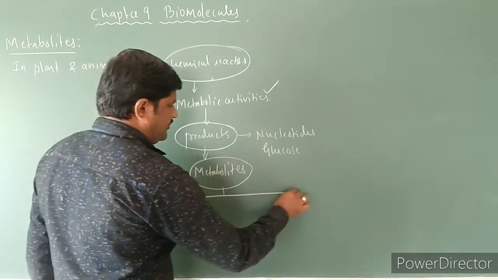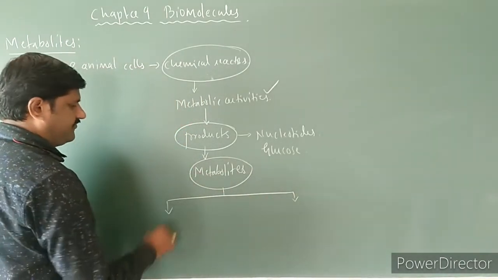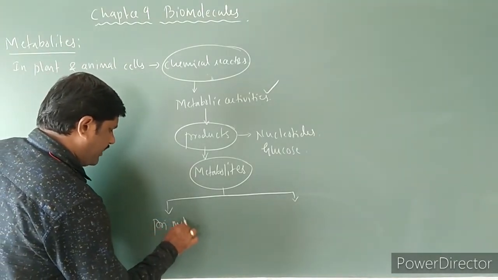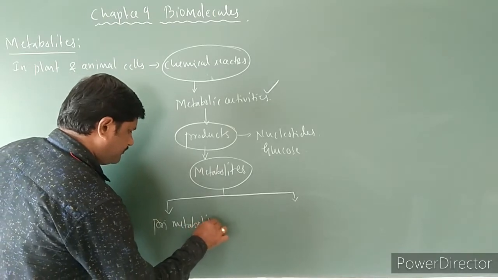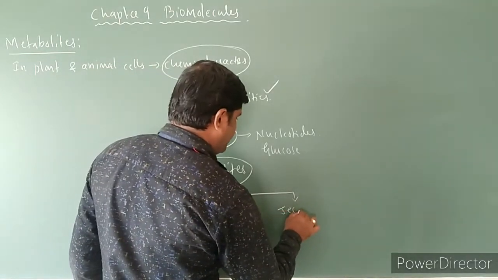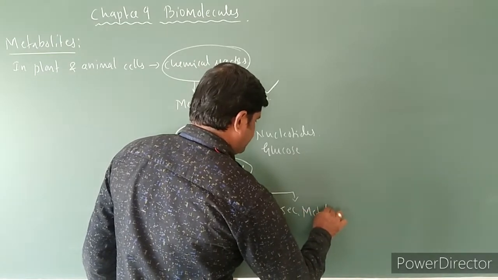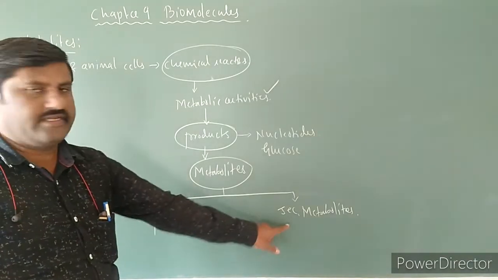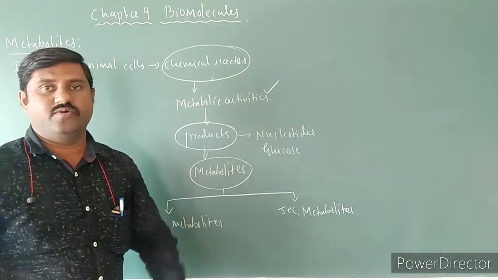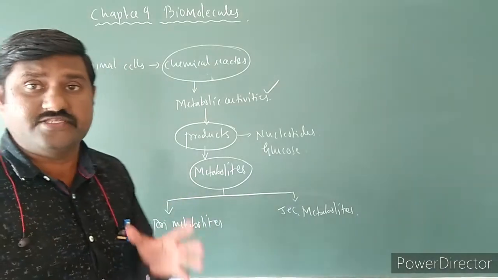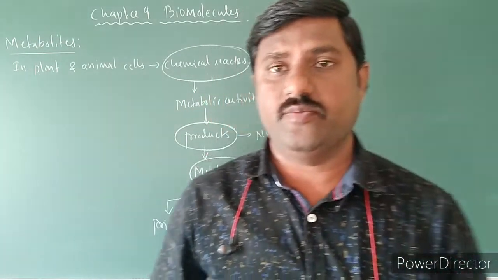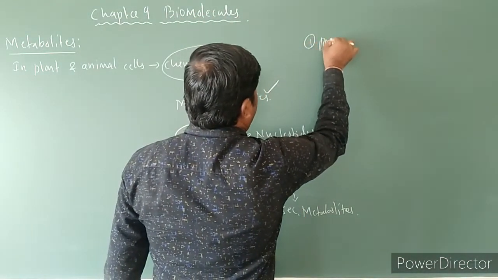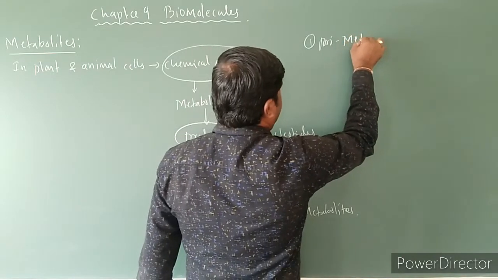These metabolites, which are produced as a result of metabolic reactions, have been classified into two types. One is called primary metabolites, and the second one is called secondary metabolites. Primary metabolites and secondary metabolites are the two types of metabolites that we come across. What is the major difference between these two metabolites, is the question that arises.